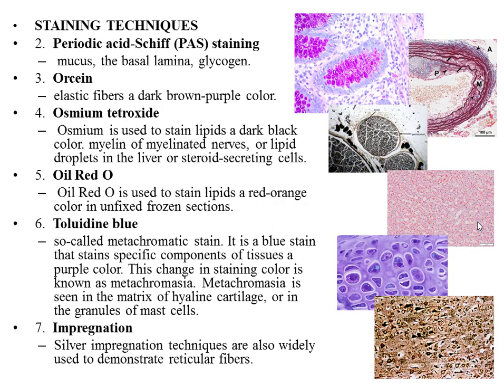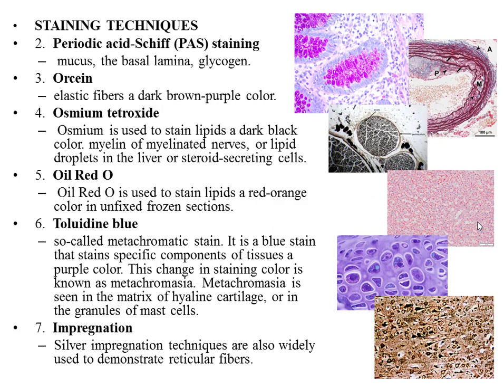Osmic tetroxide. It stains lipids a dark black color. We use it for the staining of myelin and myelinated nerves, or lipid droplets in the liver, or steroid-secreting cells. Oil red is also used for the staining of lipids. It gives an orange or red color to the lipid droplets.